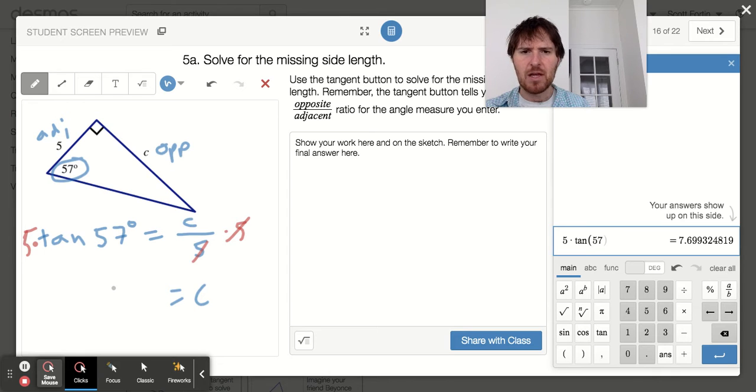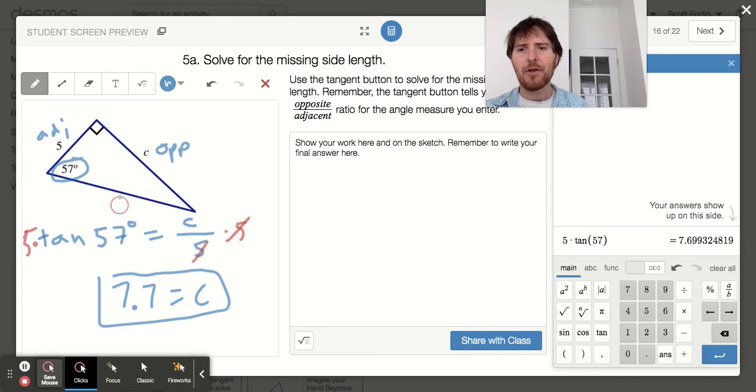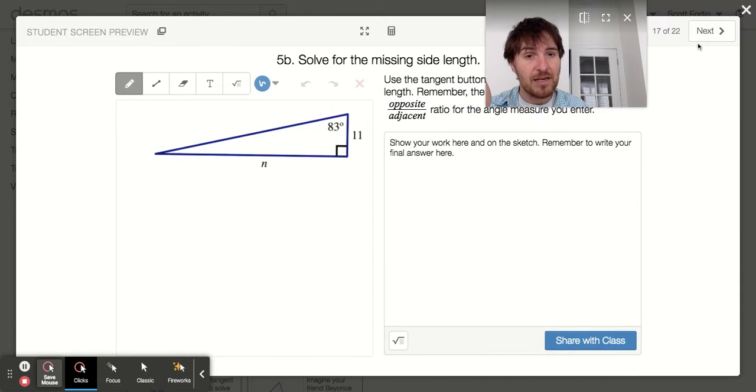You always want to ask yourself, does your answer make sense? You can go to just the tenth place. That's what your book did, so that's fine here too. 7.7, and I think it does. 57 degrees is on the larger side of acute angles. It's on the outside of 45, where the opposite side should be larger than the adjacent side, because 57 degrees is larger than the measure of the other acute angle, which would be 33 degrees. So this has got to be shorter than that, because this is the larger angle of the two acute angles. So my answer makes sense. I feel pretty confident about that. I don't think I made any mistakes.